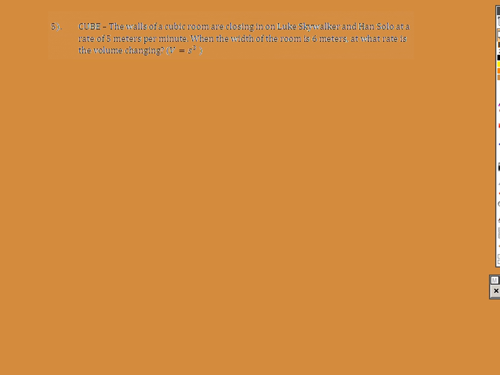So the walls of a cube increasing at a certain rate, or in this case, decreasing on our Star Wars characters here. Same thing, tells us volume equals the side cubed. That means, because the side is always changing, we have to take a derivative immediately. dV/dt equals 3s squared ds/dt.